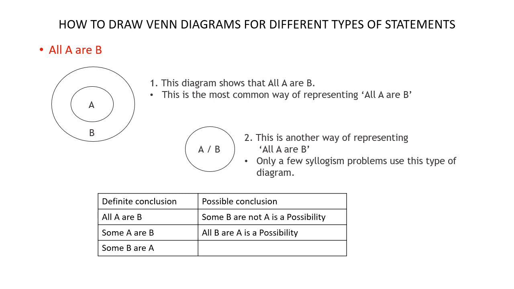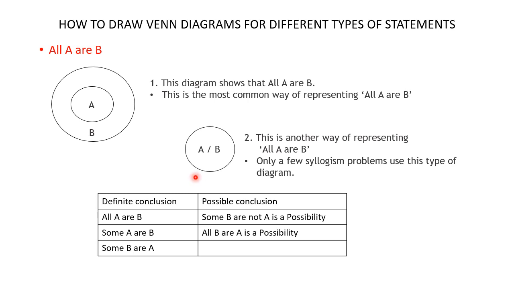Now there is another way of representing all A are B. But supposing there is an equal number of A and B, then in the Venn diagram you will have only one circle which will represent both A and B. So here also you can see that all the elements of A are contained within B, that is all A are B. So these are the two ways of drawing a Venn diagram for statements like all A are B.